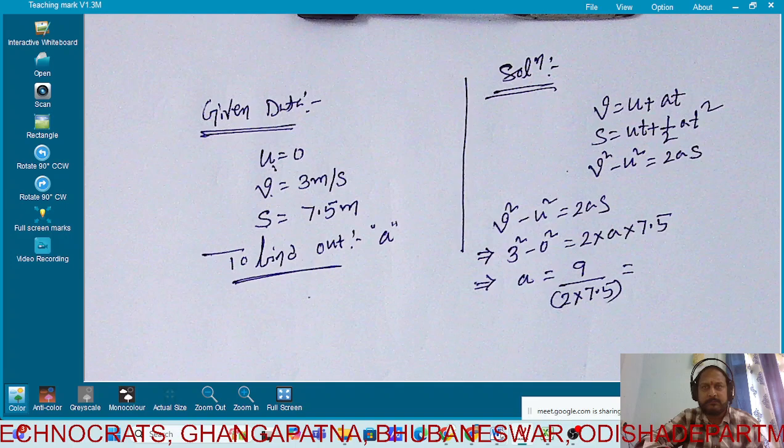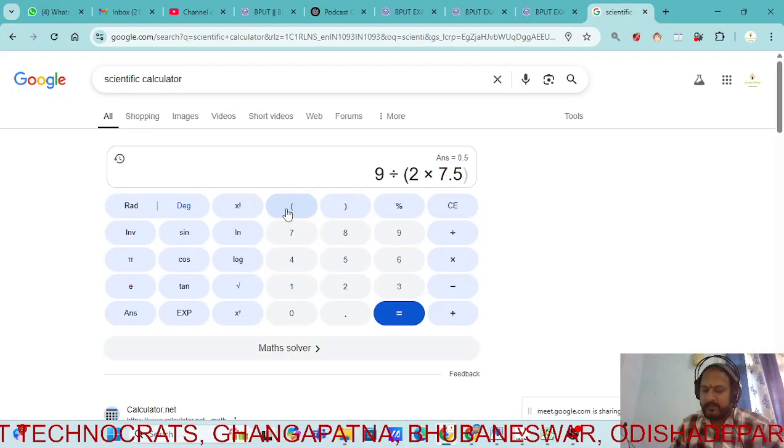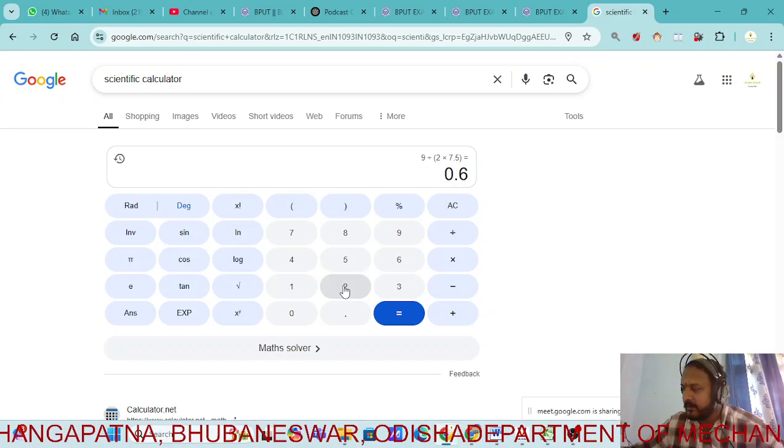Can you see the calculator, all of you? So 9 divided by 2 into 7.5. This is the equation. So 0.6. Somebody got it. 0.6 meter per second square. So this is the acceleration. All of you are clear?